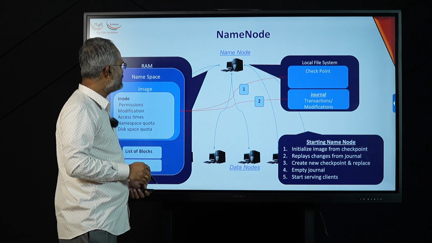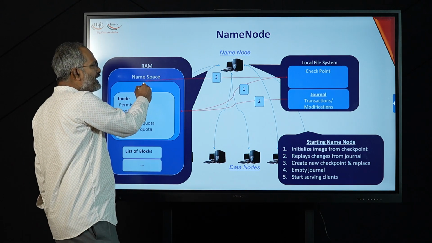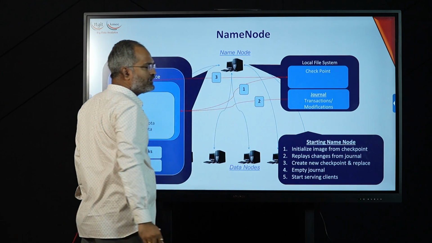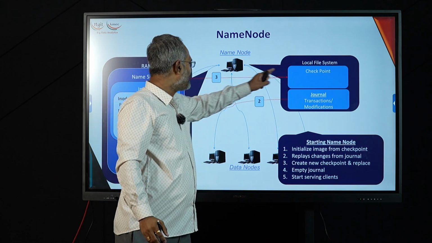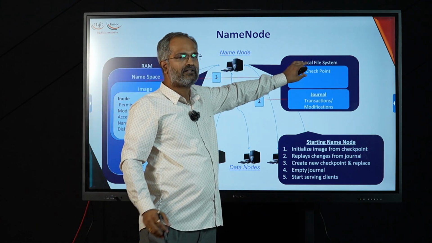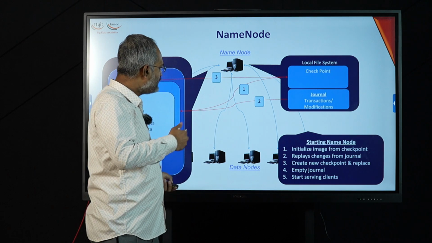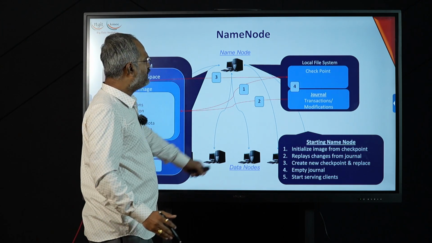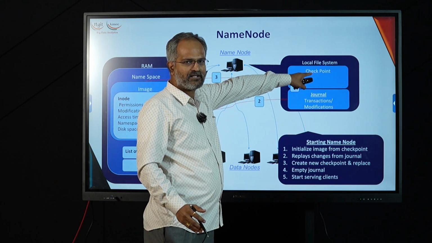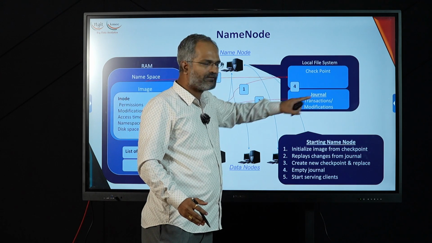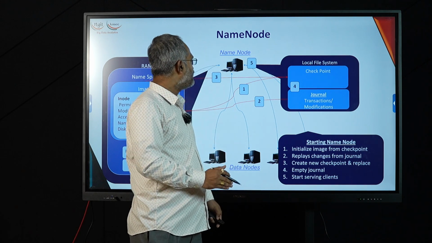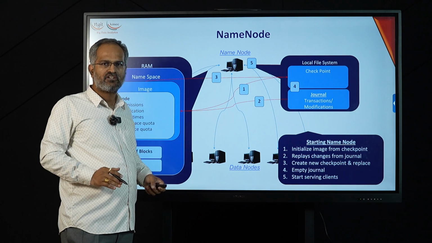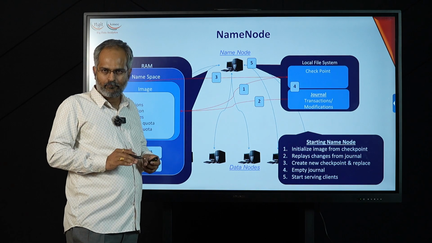And the third step, it will update the image at the checkpoint, meaning that the checkpoint will be overwritten by the image so that the checkpoint is up to date. In the next step, the journal will be empty. Empty the journal, because the journal is updated in the checkpoint at this stage, so the journal will be empty, and then it can start service. So these are the 5 major steps to start the name node.